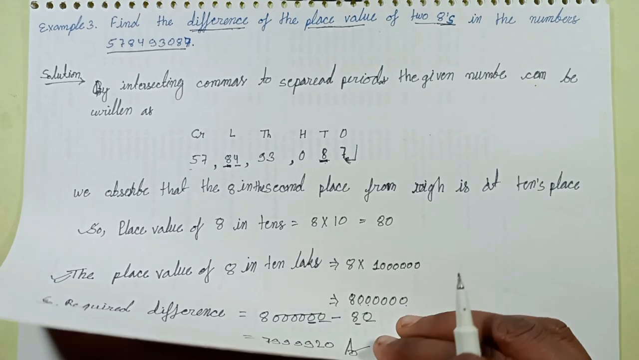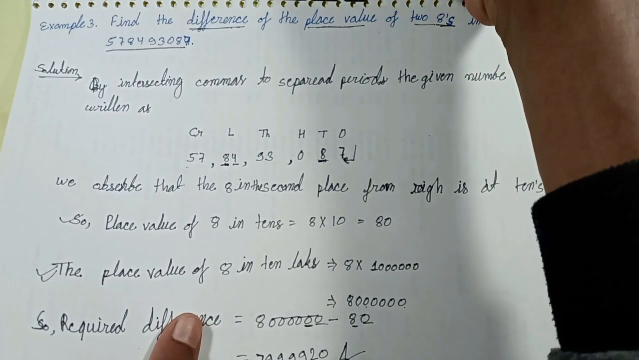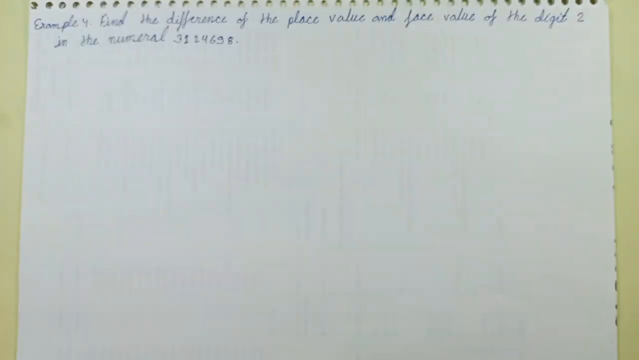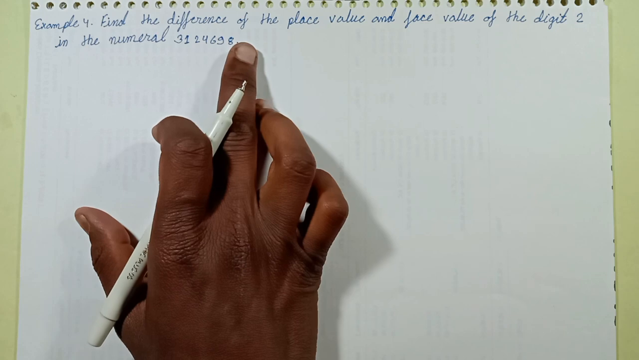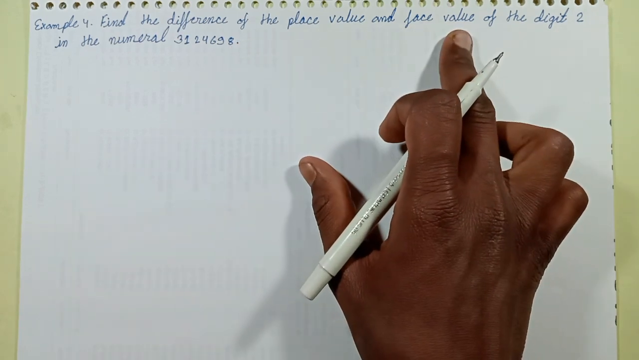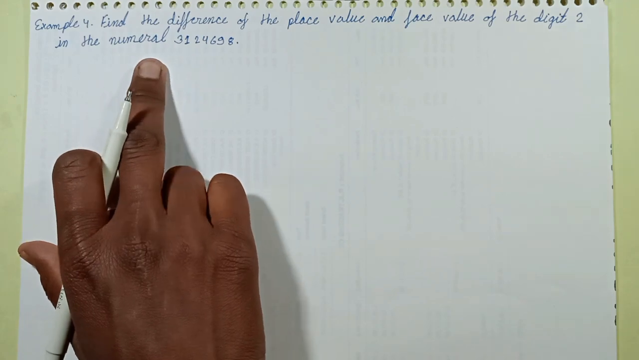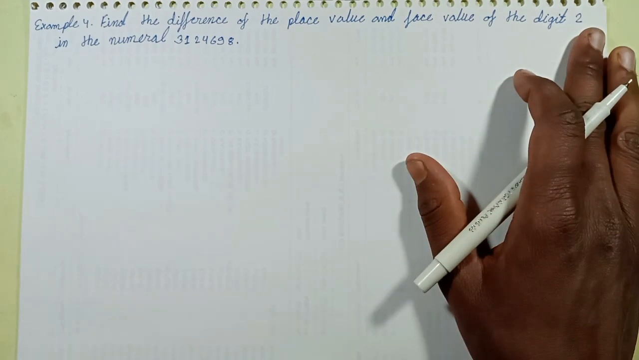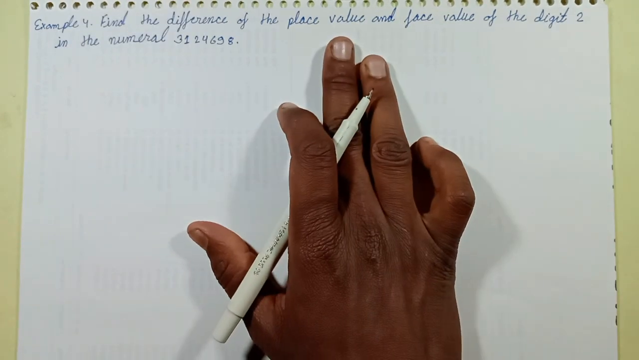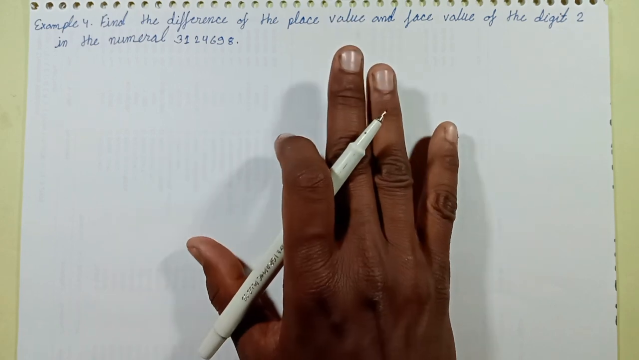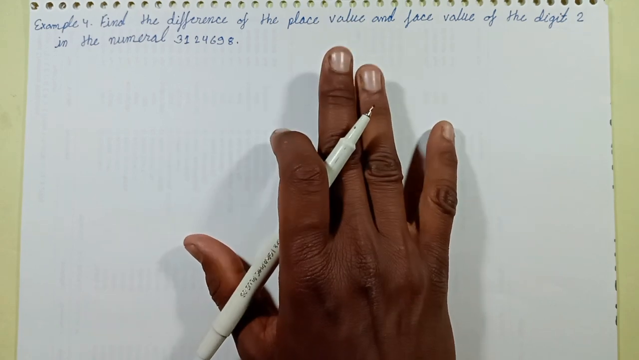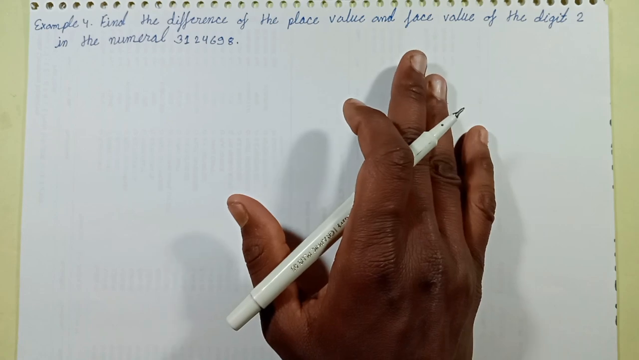Next question is example 4: find the difference of the place value and face value of the digit 2 in the numeral. This question will be discussed in the next episode.